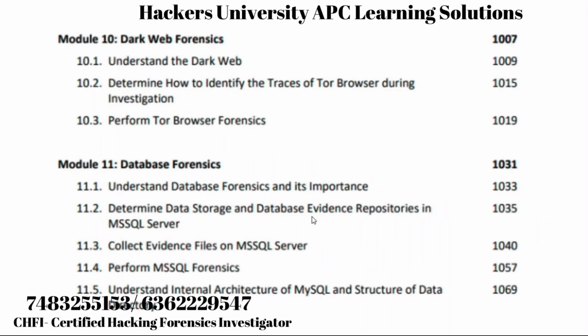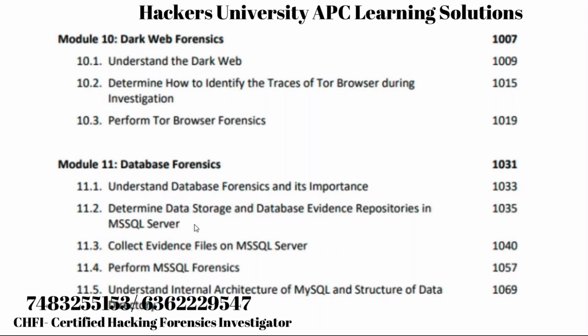Then we are also going to cover the dark web. The dark web is a hidden internet where a lot of malicious or illegal activity happens. There we will also see whether data is being sold or some information is there. Or even if some crime has already been done, we can trace it from the browser. So understand the dark web, determine how to identify the traces of the Tor browser during investigation, then perform Tor browser forensics. Then we will cover database forensics.